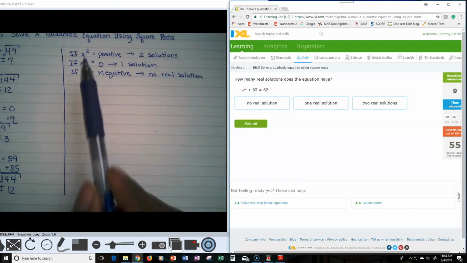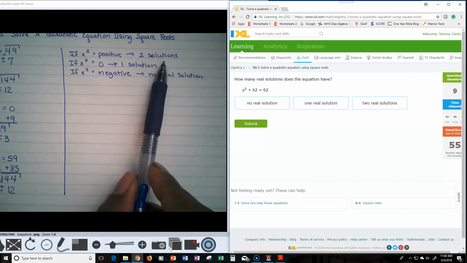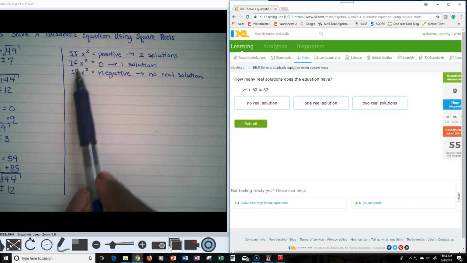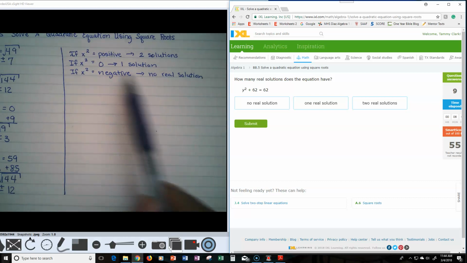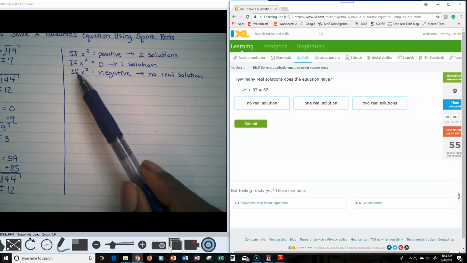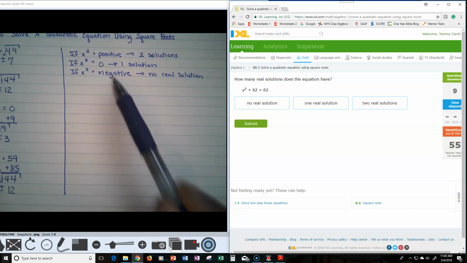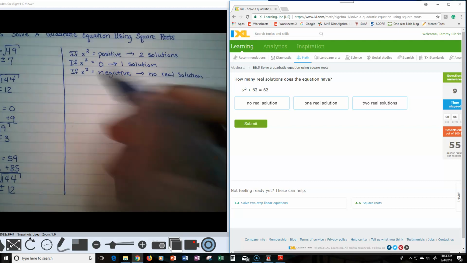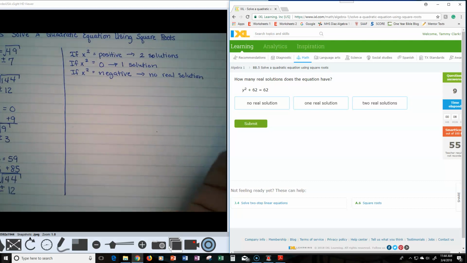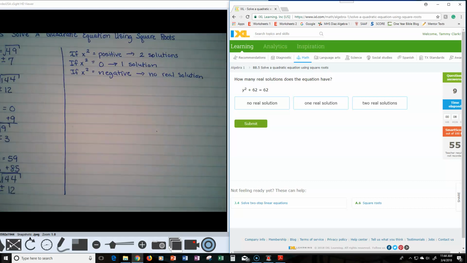So if x squared is positive, you have 2 solutions. In other words, you say y squared is equal to a positive number, 2 solutions. If x squared is equal to 0, then you have 1 solution. If x squared is negative, you have no real solutions. There are solutions, they just don't cross the x-axis. That's what that means. And again, that's leading into Algebra 2.